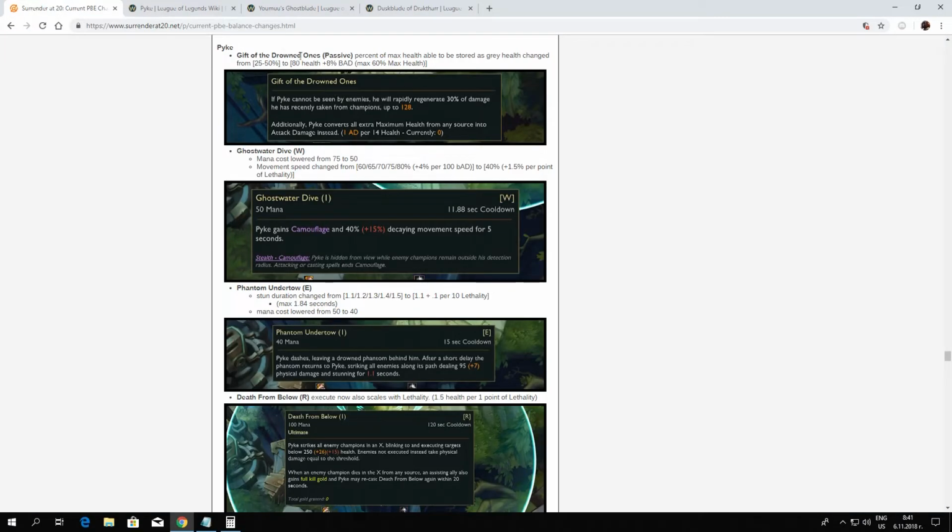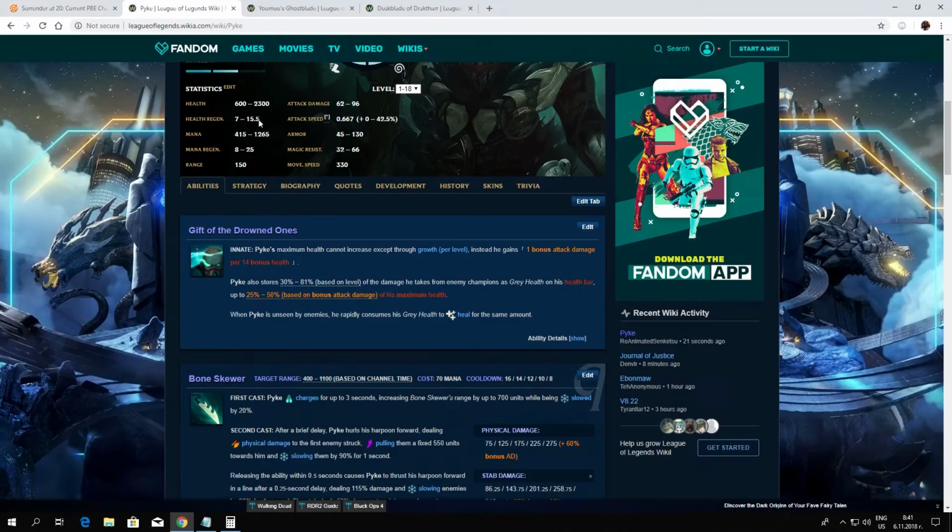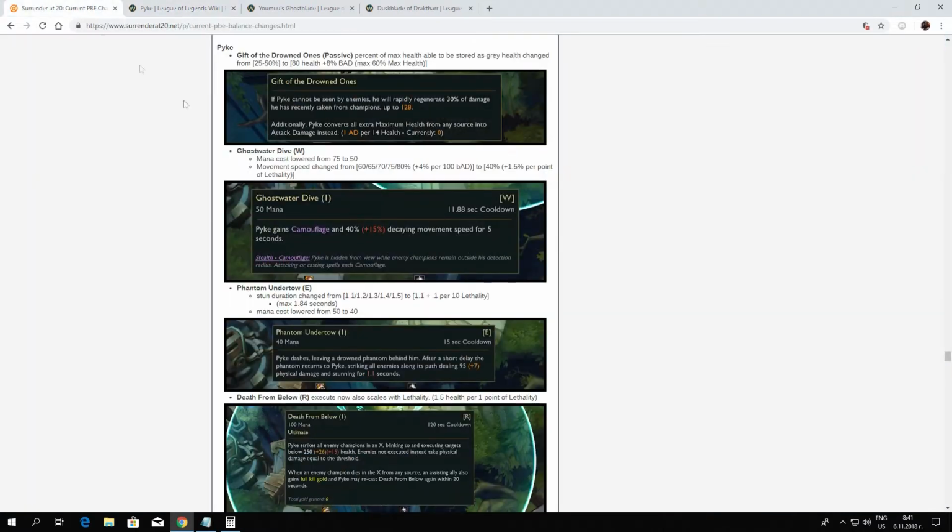And in the future it's going to have a base of 80 health, which is basically sort of a nerf because 80 is less than a quarter of 600 and it is a lot less than a quarter of 2300. So that is an absolutely destructive nerf to tank Pyke and stuff like that. And then it scales with bonus AD. It doesn't state exactly how it scales.